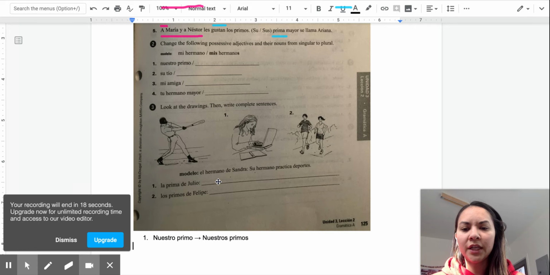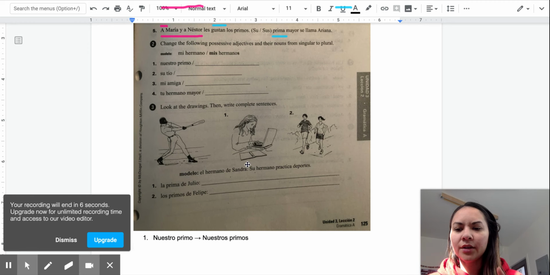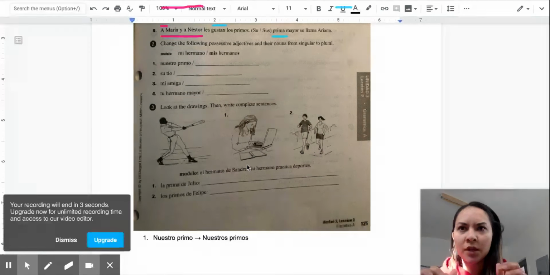So then down here, la prima, the cousin of Julio. So la prima. So you would say su prima. And what is she doing, right? Estudiar, or what did we have, escribir? Escribir correos electrónicos.